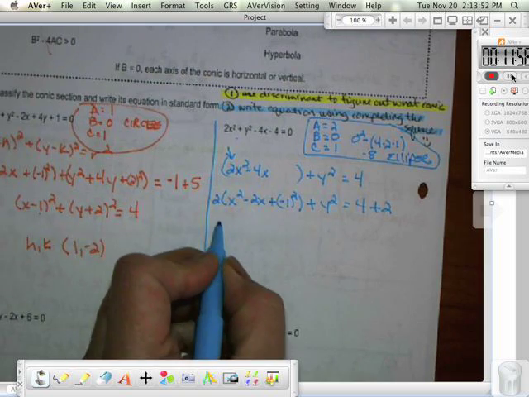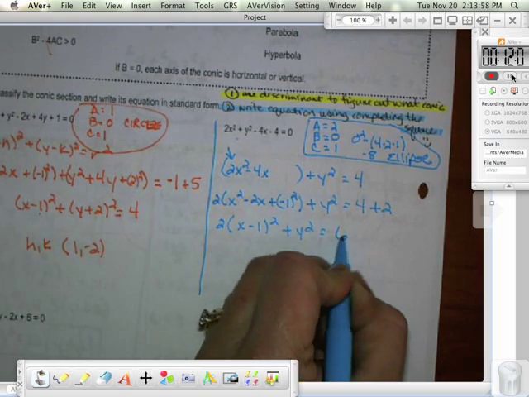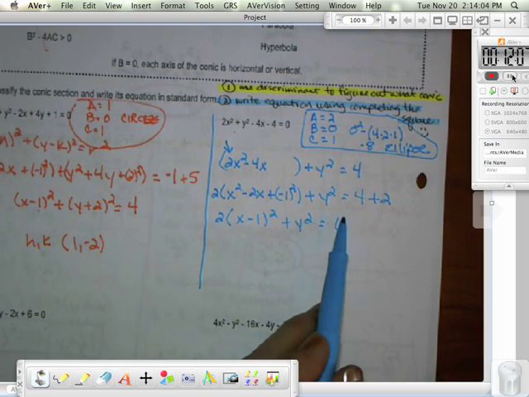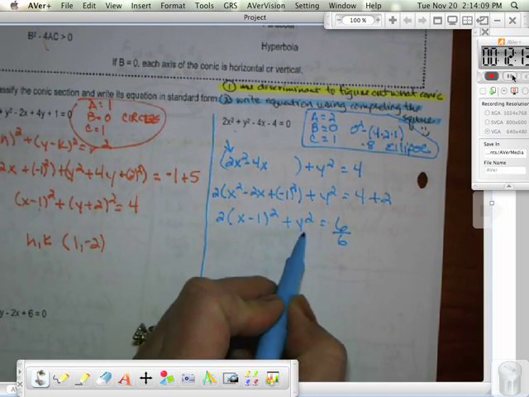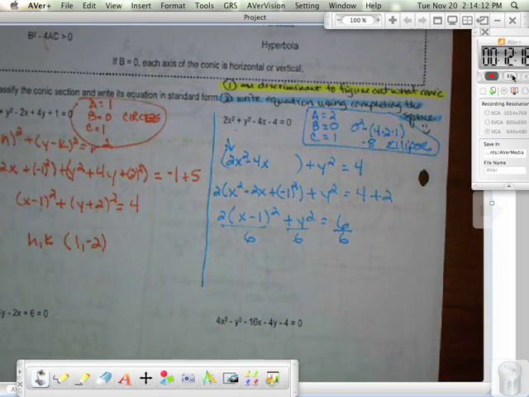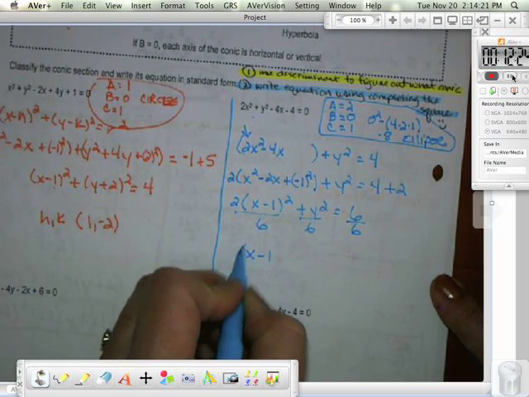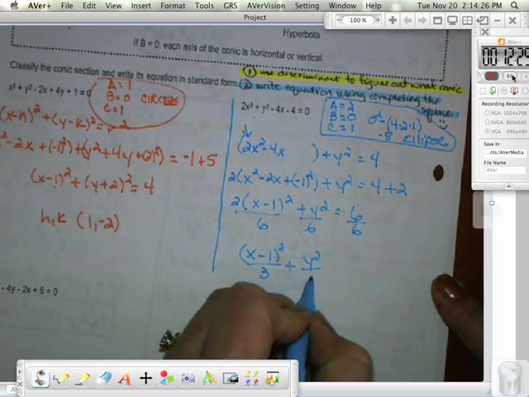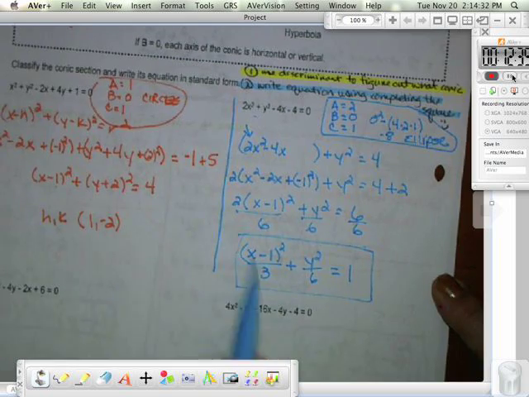All right, let's write what we have now. Equals 6. I'm getting closer to an ellipse, but in an ellipse this has to be 1. So I'm going to divide everything by 6. And look at this fraction right here. I can reduce that fraction. It would become 1/3, which basically just leaves the 3 in the denominator. Now it's kind of looking like it's supposed to. Well, that's it. There you go. That's my equation of my ellipse right there.